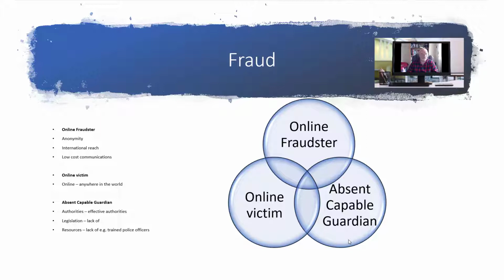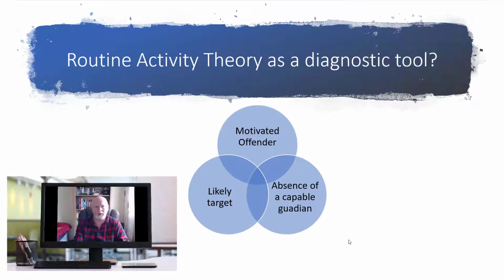Fantastic. In terms of this, if I'm an online fraudster, I want to be able to reach out to all these people. And the absent capable guardian may be the lack of authorities, or certainly effective authorities. It may be the lack of trained police officers, lack of legislation, these kind of things. Okay. So again, just going through it fairly quickly because this is stuff that we have covered before, but I'm just reminding you of it.